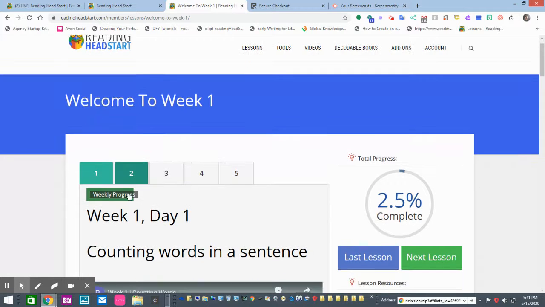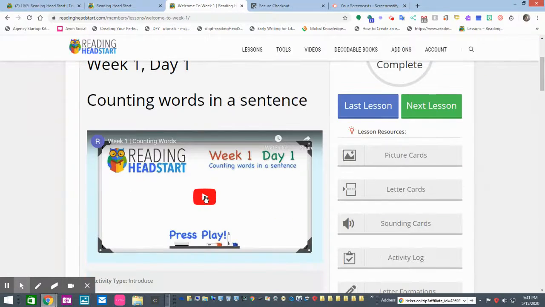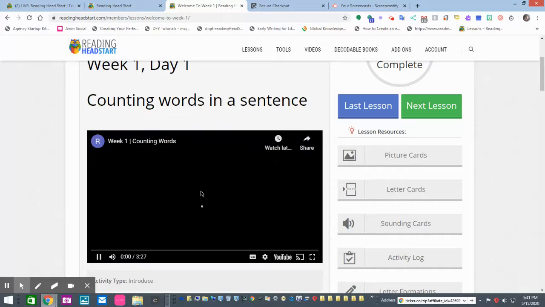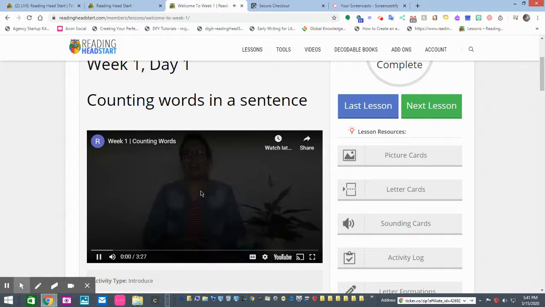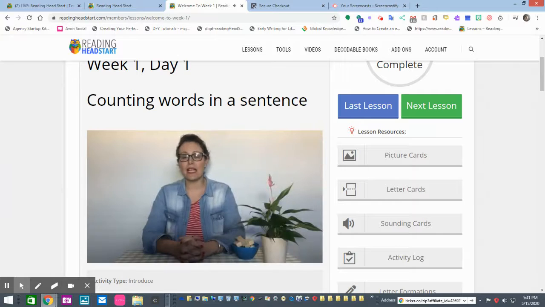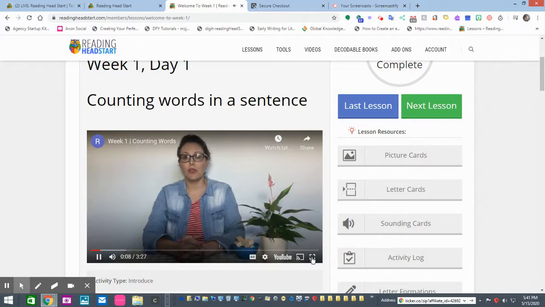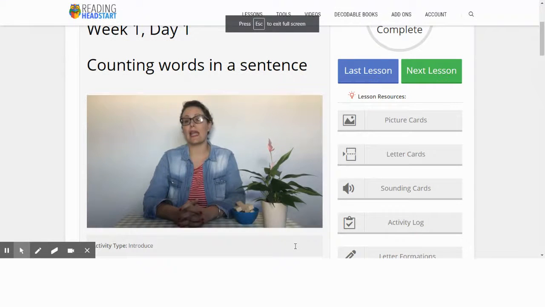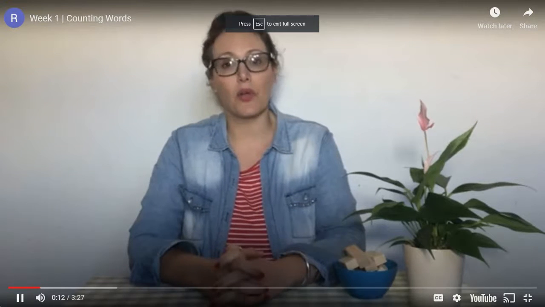Okay, so you go all the way down and you make sure you just, week one, counting words. Hi, this is Charlotte, and welcome to Reading Head Start. For today's lesson, we're going to be looking at the counting words in a sentence. You'll find this lesson on day one of week one, and the lesson is for grades K and 1. The game should take about 5 minutes to play, and all you'll need is a cup and 10 counters. I've used nice big ones just so that you can see what I'm going to be doing.